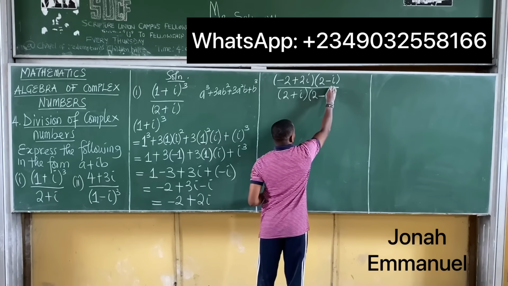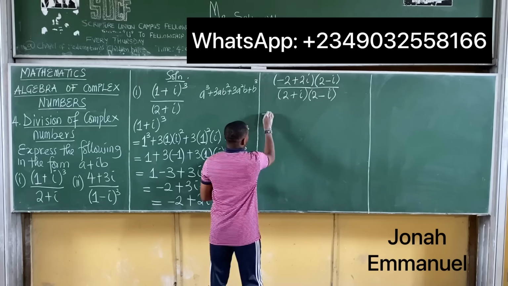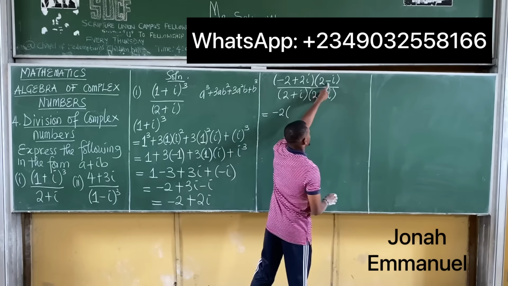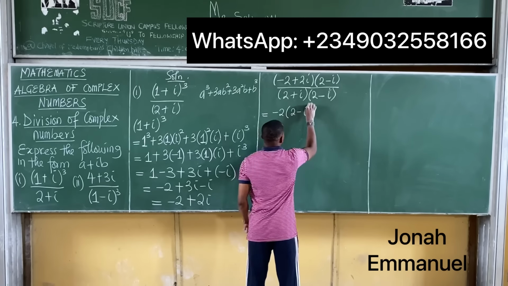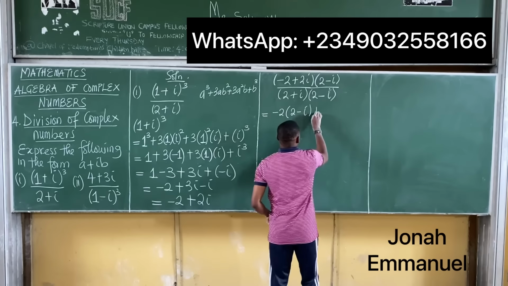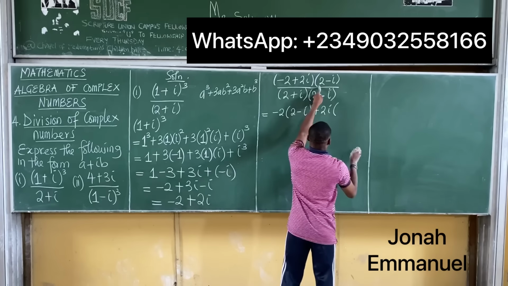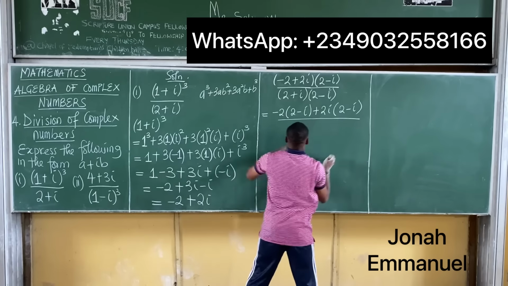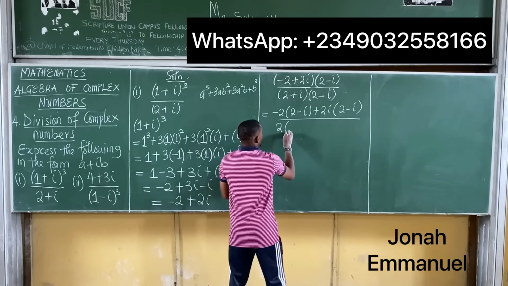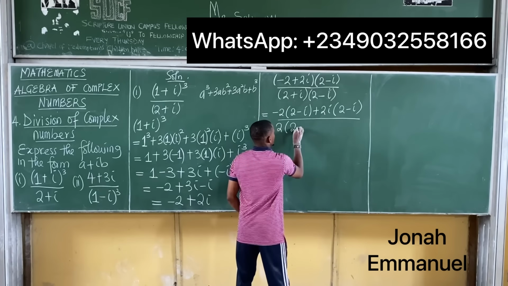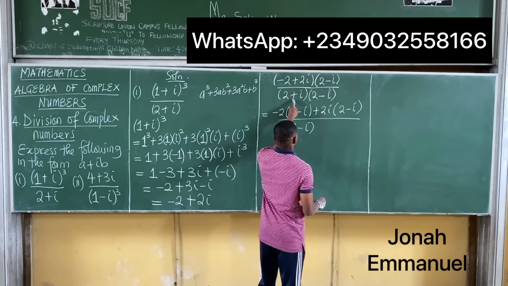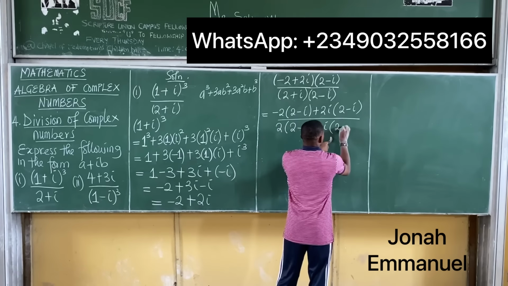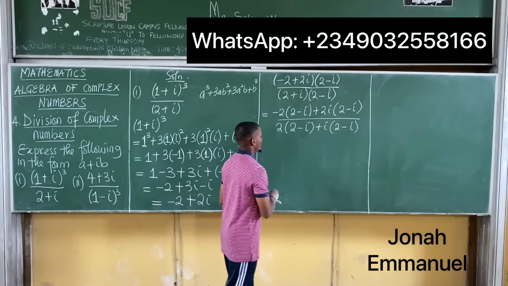So I have this. So this is now equal to, use the first term, minus 2, multiply everything here, 2 minus i, use the second term, plus 2i, multiply everything here, 2 minus i, all over, use the first term here, 2, multiply everything here, 2 minus i, use the second term here, plus i, multiply everything here, 2 minus i. So I have this.